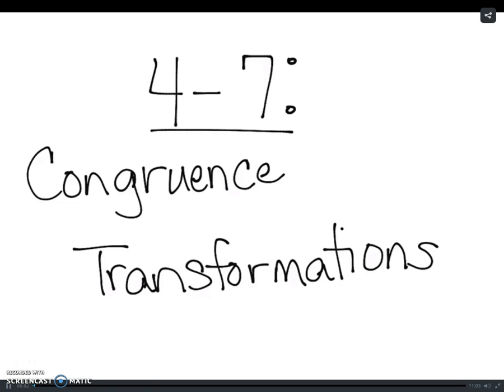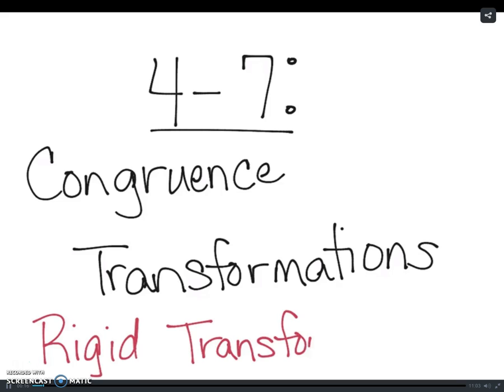Today we're going to be talking about congruence transformations. Congruence transformations have a couple of names. Congruence transformation is one. A rigid transformation is another. And the reason that they're called this is because we're going to change the position of the object or the shape, but we're not actually going to change the size.